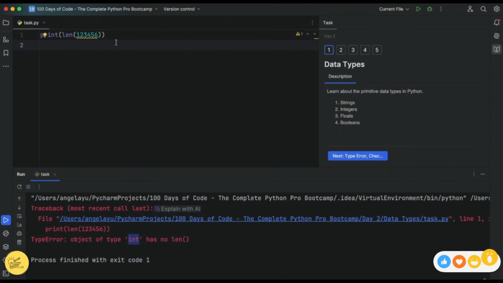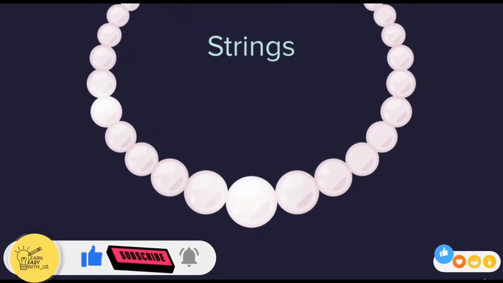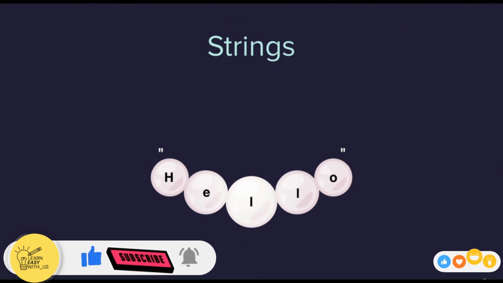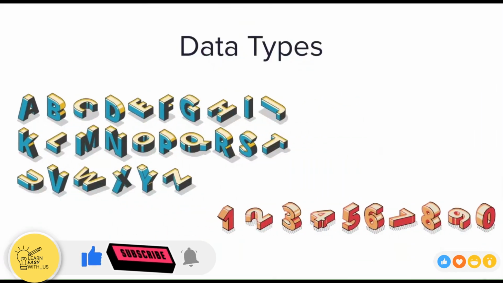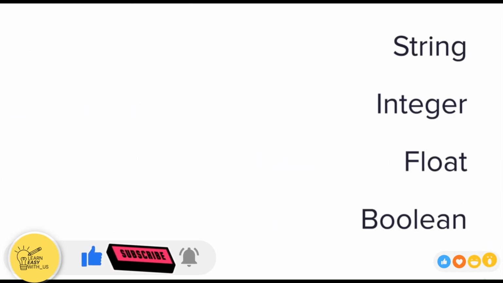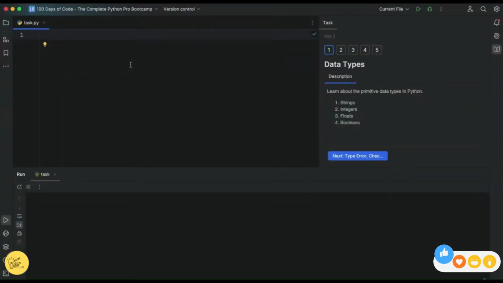Well, in order to understand it, we first have to learn about data types. Now, on day 1, we already explored this data type called strings. You're probably not going to be surprised to learn that there's a whole lot more other data types out there. And today, we're going to explore some of the most important and some of the most basic data types, such as strings, integers, floats, and Booleans. And we'll explore each of these in detail.